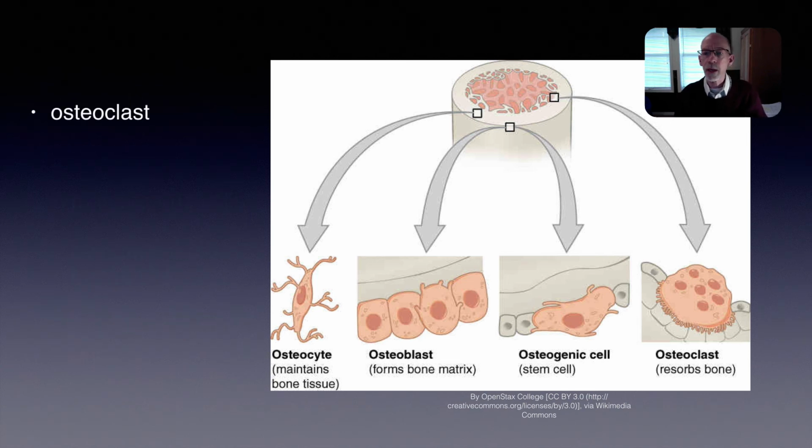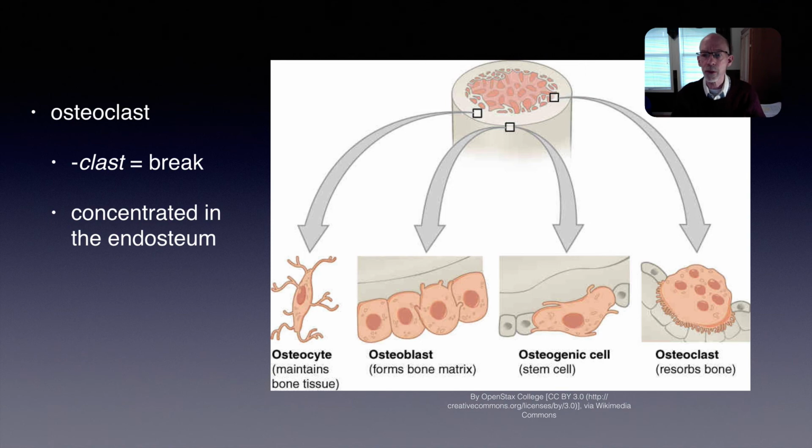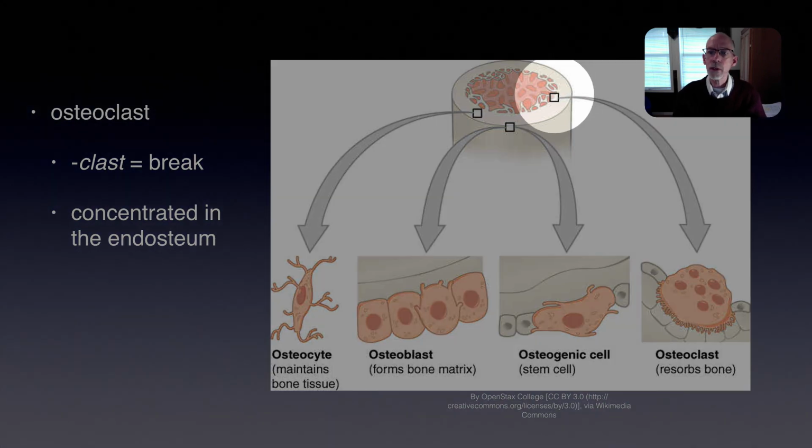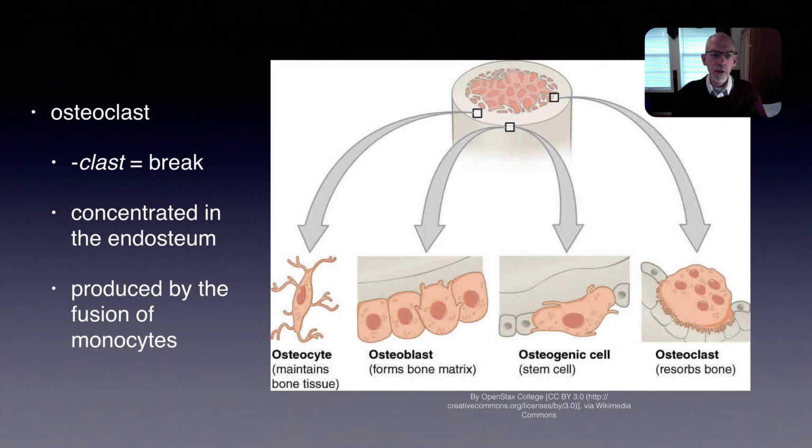The next type of cell are referred to as the osteoclasts. The root word class means to break, which will make more sense in a few minutes. These are concentrated in the endosteum, as you can see here in this diagram. And these cells are made from the fusion of monocytes. Monocytes are a type of white blood cell.